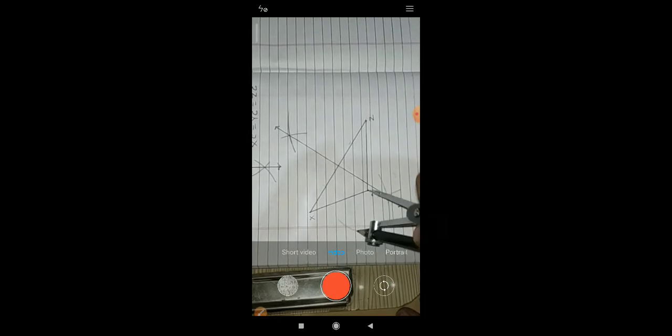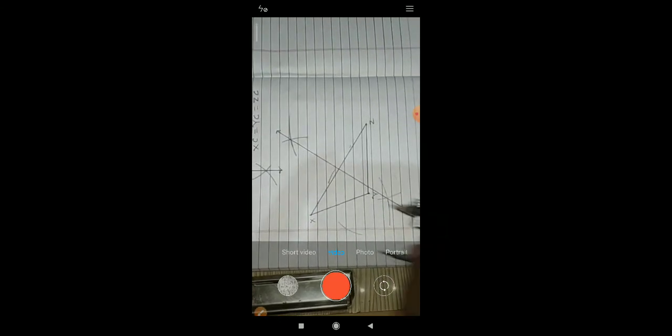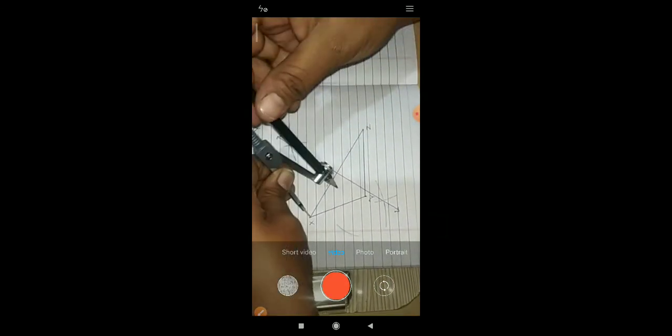Now I have drawn the XZ's perpendicular bisector. Now I will draw the XY's perpendicular bisector. Again the same steps: take more than half the distance, draw the arc on this side and on another side. Then put the compass on X.